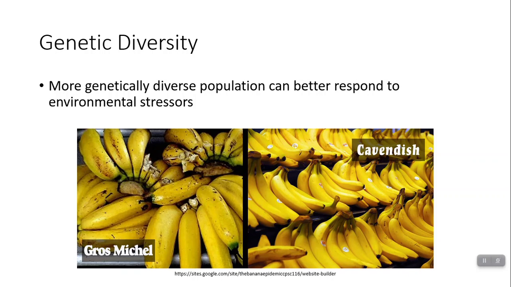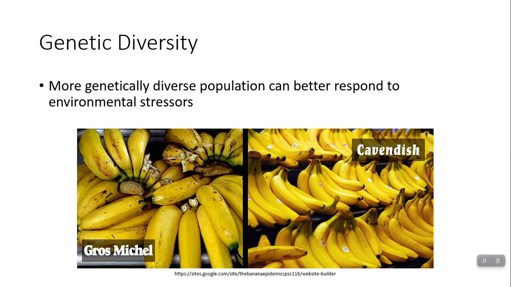So they picked the Cavendish, which is what you see on the right. And the Cavendish is genetically different enough from the Gros Michel that it's not vulnerable to that exact same fungus. However, once again, we made a boo-boo. All of these guys are pretty much genetically similar to each other.